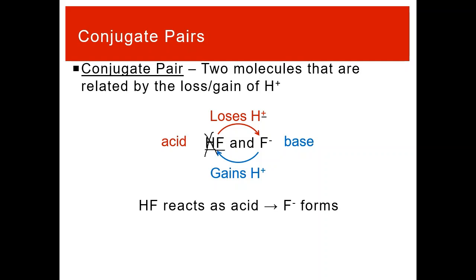So if HF behaves as an acid and loses H+, you would generate F−, or fluoride. Conversely, with that pair, if fluoride behaves as a base and gains an H+, it would produce HF. That means HF is the conjugate acid of F−. So we can make these sorts of predictions. F−, if it behaves as a base, would form HF. That's what makes them a conjugate pair.